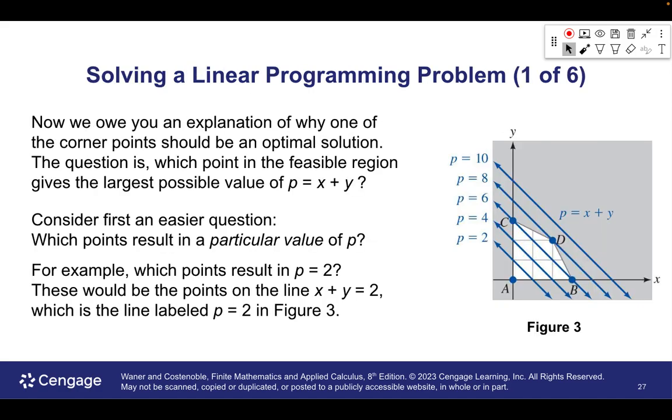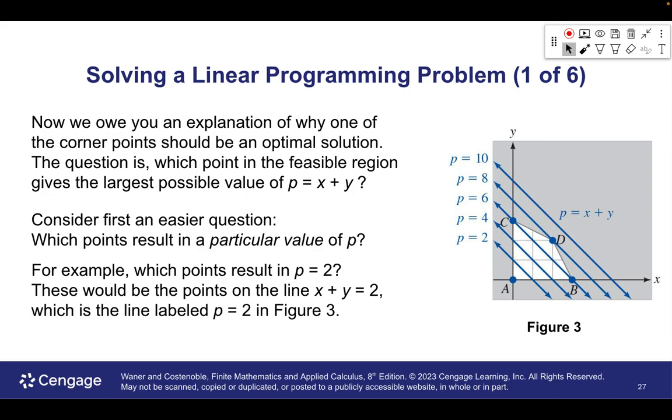What they're showing you now is that if you were to graph x plus y equals various values, if it was equal to 2, you'd have this line. If it was equal to 6, you would get these two. So it's showing you that you get a series of parallel lines, and that's why the vertices are always where the solution is going to be.